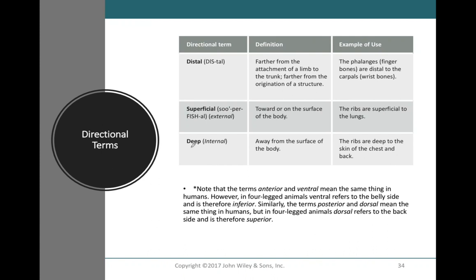So we might say that our heart is going to be deep to our thoracic cage, while the skin is going to be superficial to the thoracic cage. So these are the way that we will use these two terms here. Now, one thing I'd like to just mention here for your information, again, I'm not going to ask this on your test, but I do want you to be aware of this.